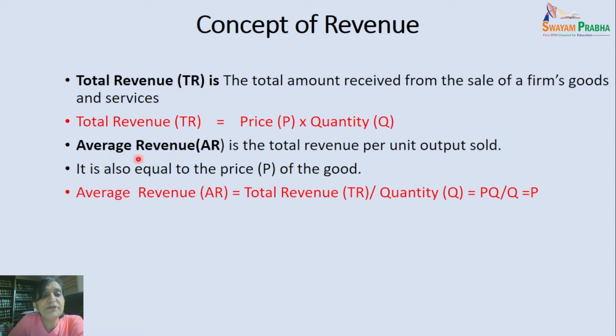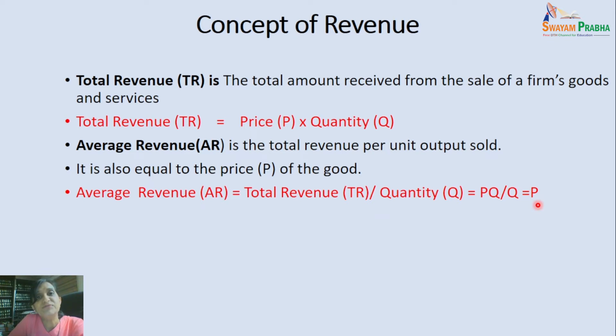The second concept of revenue is average revenue, which is basically total revenue per unit of output sold. That is, what on an average I am earning by selling each unit of output. This we get, your average revenue, by dividing total revenue by the quantity sold. So P into Q, that is total revenue, divided by Q gives us our average revenue. Right? So average revenue PQ divided by Q is equal to the price. So average revenue is the same as the price.